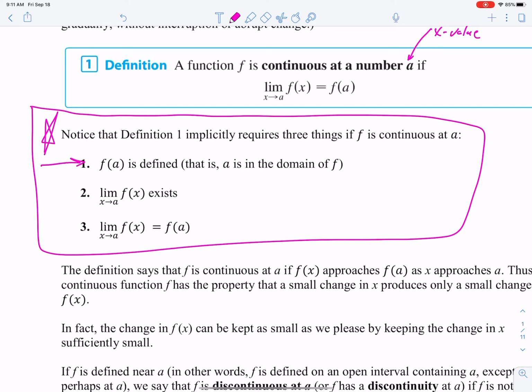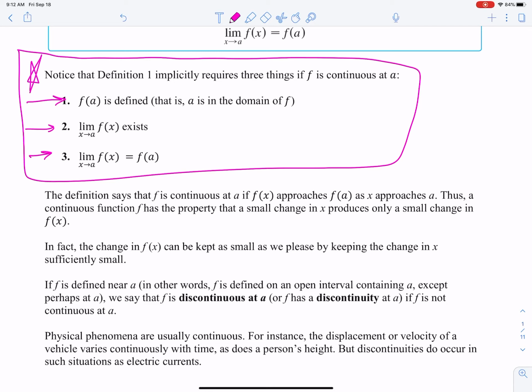Okay, so number 1, f of a is defined. In other words, a is in the domain of f. In other words, if you plug a into the function, you get a valid answer. Number 2, the limit as x approaches a of f of x has to exist. Right? If it doesn't exist, then how could it be equal to the function, right? And of course, number 3, basically what they're saying is number 1 and number 2 must be equal to each other. Okay, so f of a must be defined, the limit as x approaches a of the function must exist, and those two values must be equal. If you have all three of these situations, you have a continuous function at that x value a.